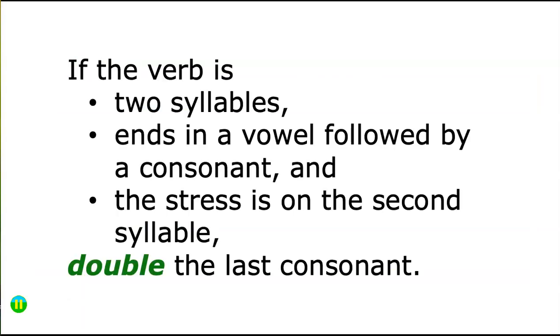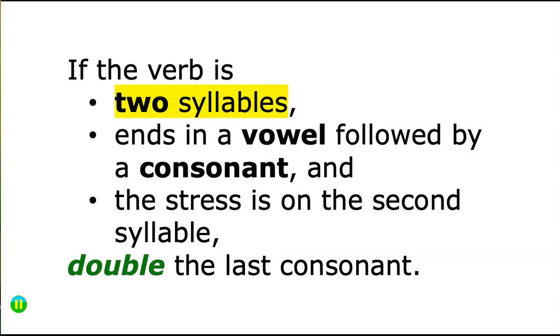However, if the verb is 2 syllables, ends in a vowel followed by a consonant, and the stress is on the second syllable, we double the last consonant. Now notice the change here is we're looking at 2 syllables instead of 1. We're still looking at a vowel followed by a consonant, but now we have to pay attention to stress.